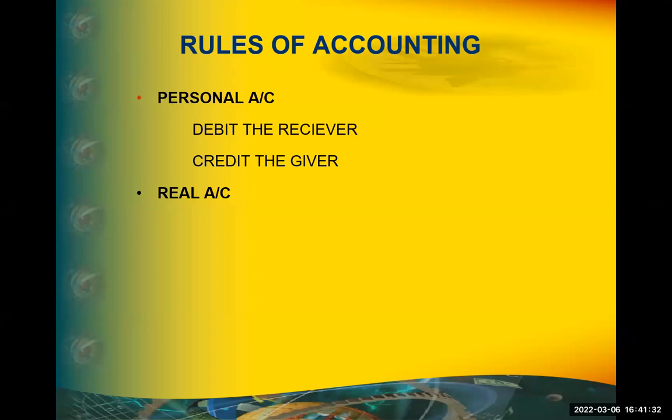Your nominal account will go to profit and loss account. Comparing income and expenditure, that will go to profit and loss account. Real account goes to balance sheet. For that reason, we need this classification. More than that, to make a journal entry, we need this. Without this also, you can make it.